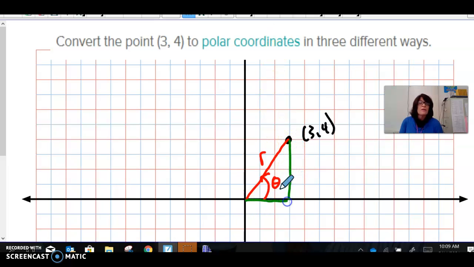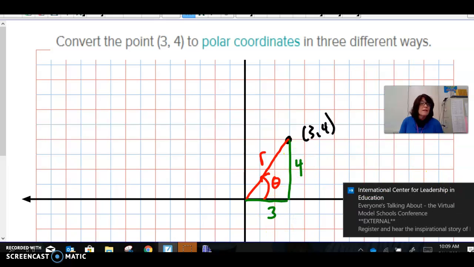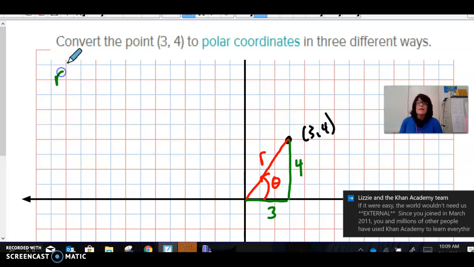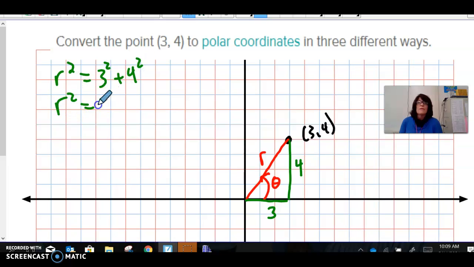Well, we'll just draw our little triangle. I know that this side is 4, this side is 3. Okay? So it's pretty easy for me to find r. r squared equals 9 plus 16. r squared equals 25. So r is 5. Great. So far I have 5, comma, I don't know.